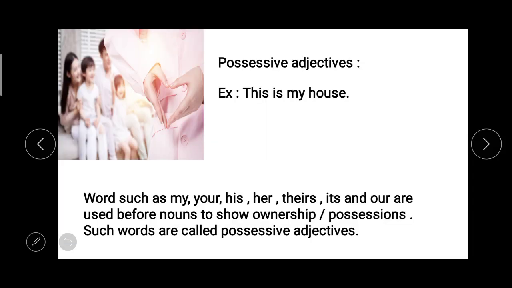Now students, don't get confused between possessive adjectives and pronouns, because a possessive adjective is always used before a noun and does the work of an adjective, but possessive pronouns replace the nouns and are never used before a noun. Okay, so this is the difference between the two.